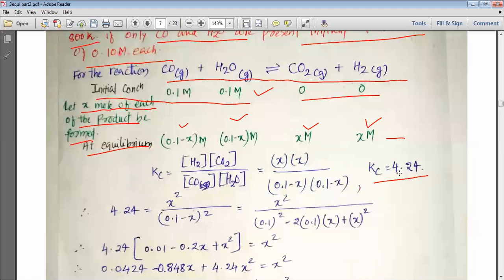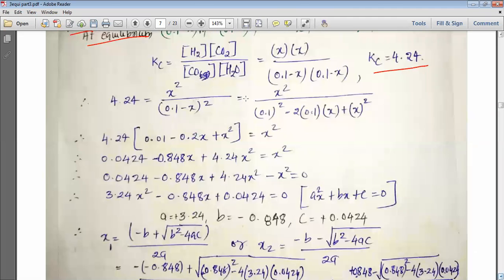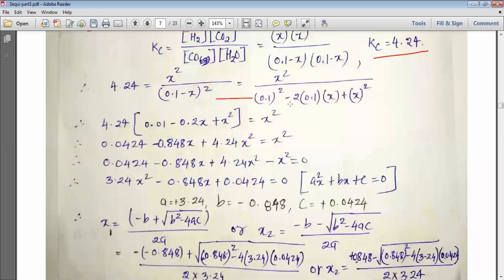We are aware that the value of Kc is 4.24, and ultimately we write 4.24 is equal to x square divided by (0.1 minus x) square. Opening this bracket, we can write 0.1 whole square minus 2 into 0.1 into x plus x square, and therefore by multiplying 4.24 with this denominator, we find 4.24 into (0.01 minus 0.2x plus x square) is equal to x square. Now we open the bracket and we write 0.0424 minus 0.848x plus 4.24 x square is equal to x square.